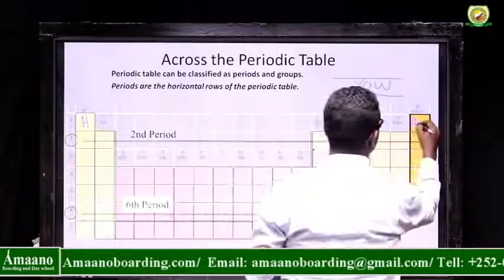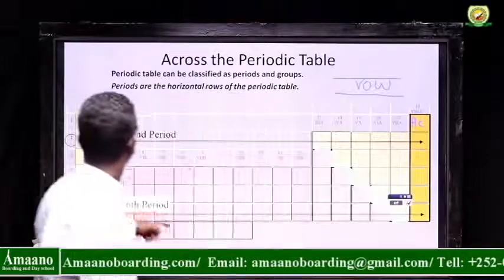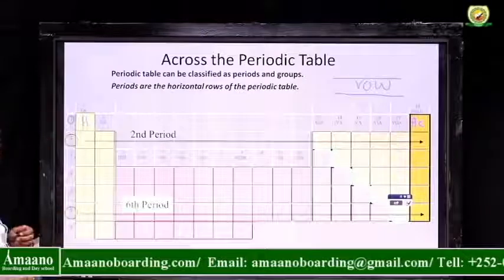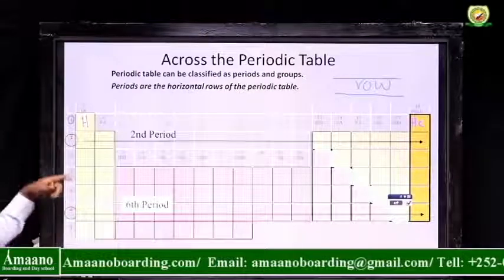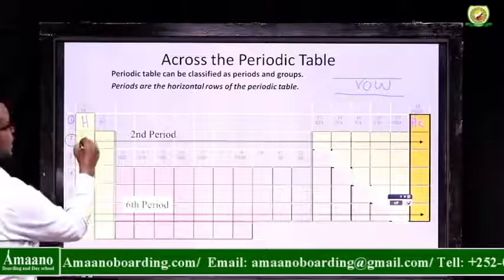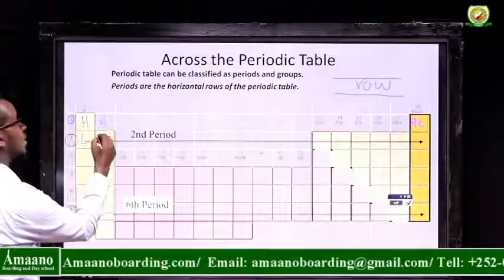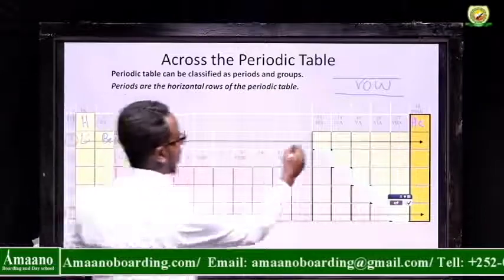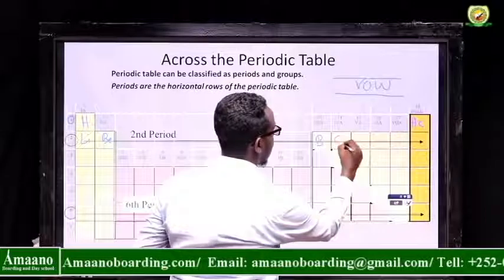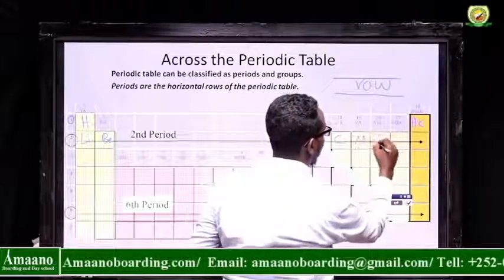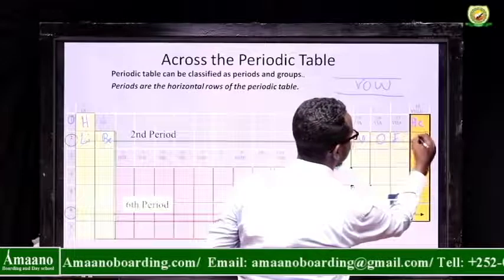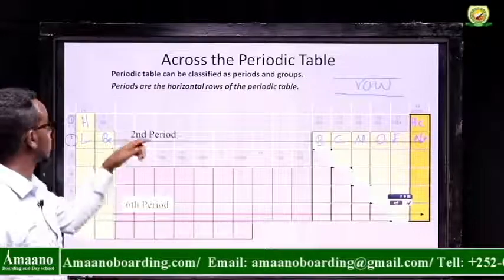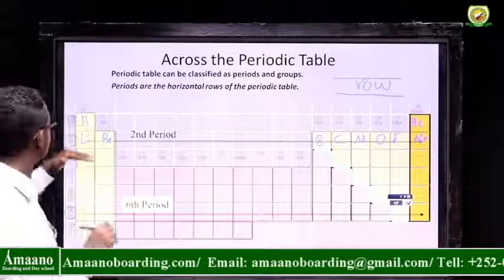So this is helium. Hydrogen and helium are the first row of our periodic table. Do we have another period? Yes, period 2 starts with lithium, then beryllium, boron, carbon, nitrogen, oxygen, fluorine, and neon. So this is row 2. That was row 1, and this is row 2.